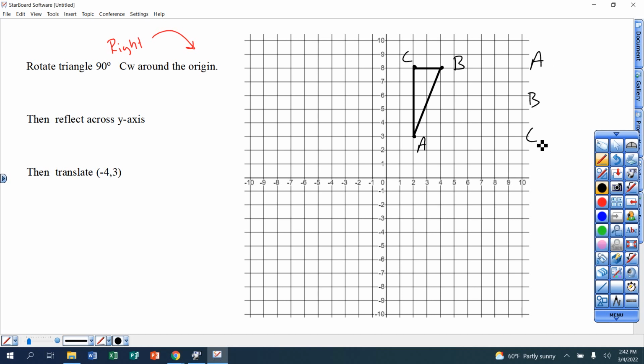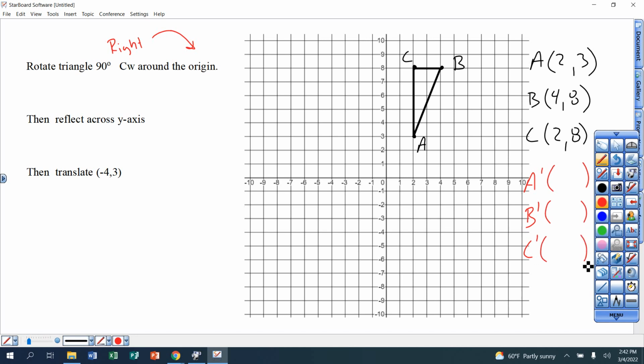A is 2, 3. B is 4, 8. And then C is 2, 8. If you do a reflection to the right, each of those points is going to flip, and then that one on the right, since I'm turning to the right, is going to become the opposite. So flip it and make that right one opposite.